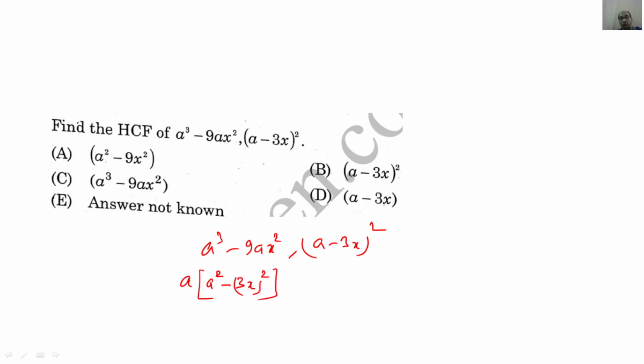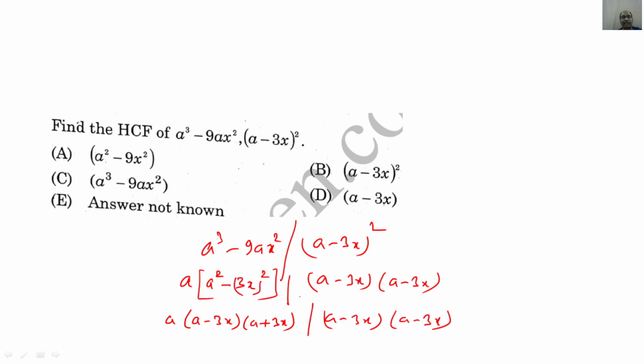Why? Because I want to use a minus b into a plus b now. A minus 3x can be written as a minus 3x and again a minus 3x. Fine. Now a square minus b square is a minus b into a plus b. So same formula, a minus 3x and a plus 3x. Okay. And this side a minus 3x is there.